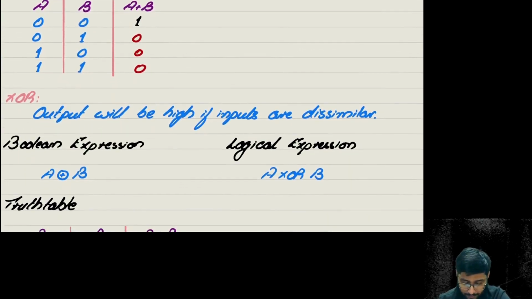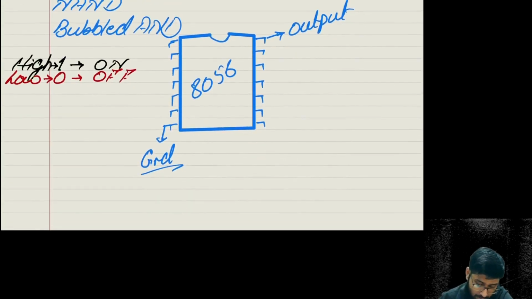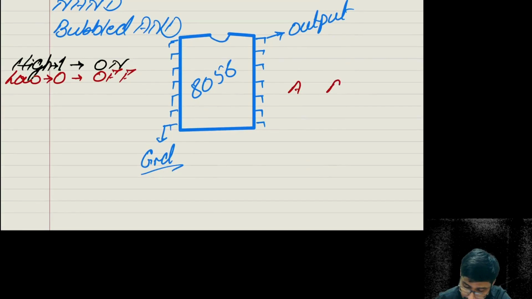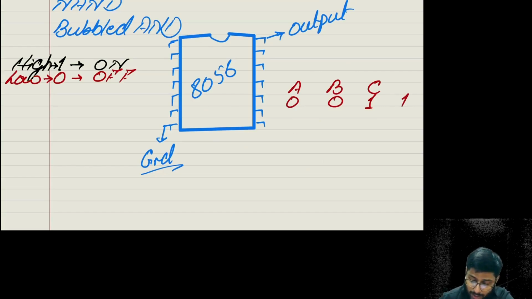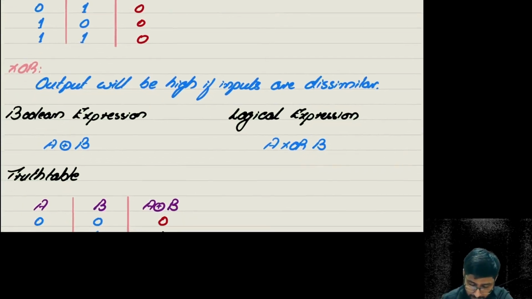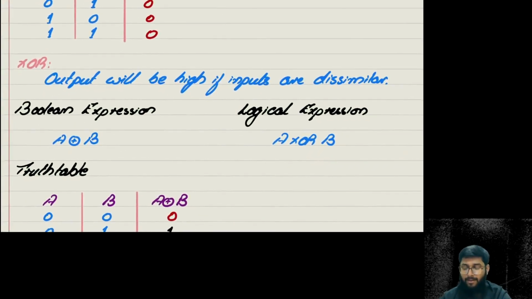Coming towards the XOR gate. Now the XOR gate says that the output is going to be high, that means the output is going to be 1, if the inputs are dissimilar. For example, let's consider there are 3 inputs, A, B and C. Out of these, 2 are 0 and are similar but 1 is dissimilar. Since one of them is dissimilar from the other 2, you will be getting 1 as an answer. Now for 2 inputs, the output will be high if the inputs are dissimilar.